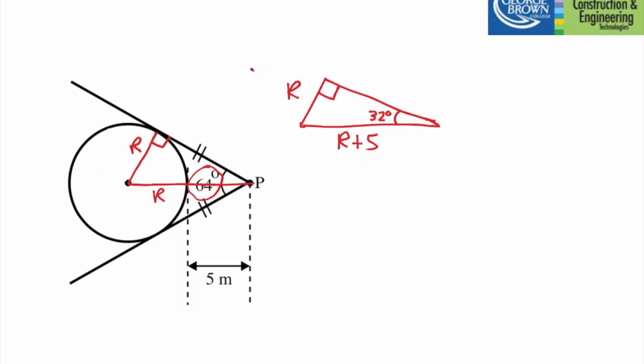So in this case, we have opposite and hypotenuse. So that's sine. So sine 32 is going to be R over R plus 5.